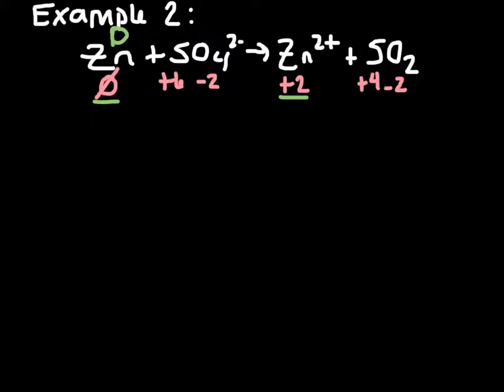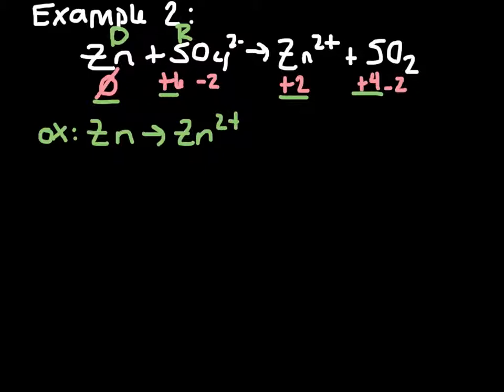Oxygen staying the same, so sulfur is going from +6 to +4. It is gaining 2 electrons. Therefore, it is being reduced. And we're going to isolate on those 2 elements in this particular reaction. All right, step 2. Balance the atoms in each of the reactions. So we have our oxidation reaction. Zinc to Zn2+. Those atoms are already balanced, so we're good there.